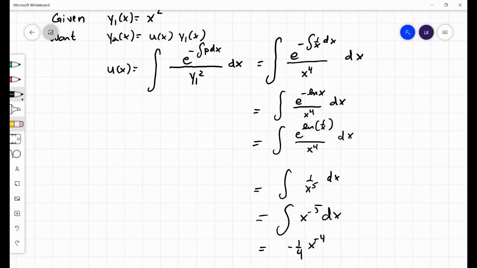Okay, so I only need a multiple of this, so since this is proportional to x to the negative 4, I'll just assume that's my u, not that it matters. So y2 then is u of x times y1, which is x squared. So you get x to the negative 2.